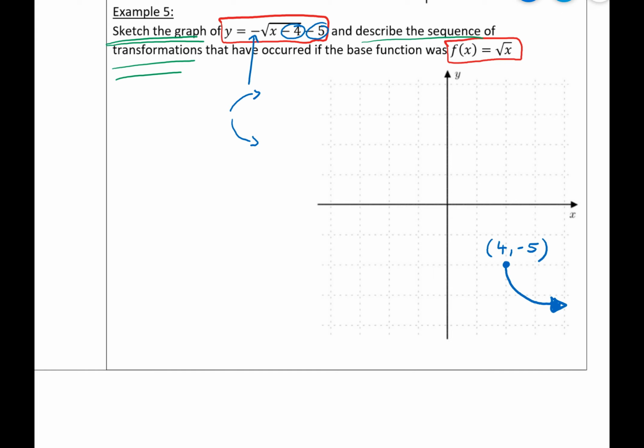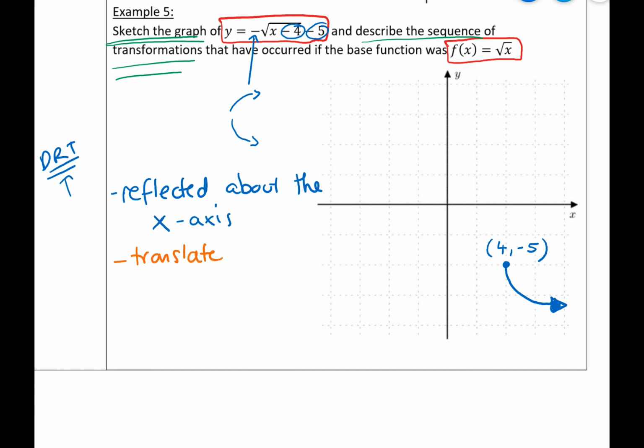they're not there. So how do we go with the second part of this question to describe the sequence of transformations? Remembering Dr. T, there are no dilations, but there is a reflection. So this was reflected about the x-axis because it was outside the square root, outside the function. So reflected about the x-axis. It was translated 4 units to the right. And it was translated 5 units down.